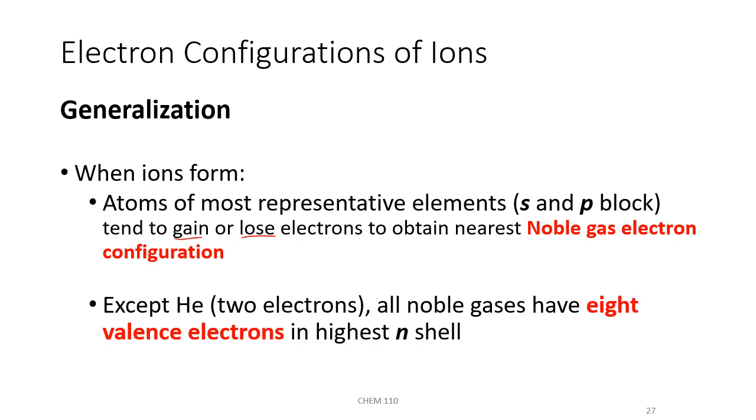Helium is the exception to the rule. It has 2 electrons. All the other noble gases have 8 valence electrons in their highest shell, their highest n value. Whatever period they are in would match that highest n value.